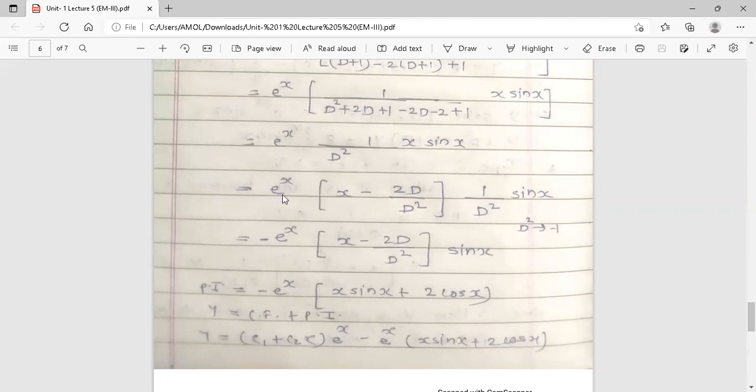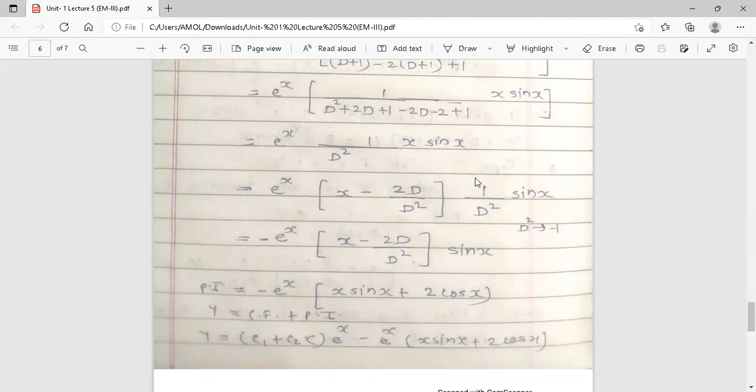E raised to x as it is, because the exponential function is over here. So the exponential function as it is. Now solve for x into v. The formula is x minus phi dash of d. Phi dash of d means derivative of d square. Derivative of d square is 2d. So write in numerator 2d upon d square, because phi dash of d upon phi of d. Phi of d is d square. So write in denominator d square.